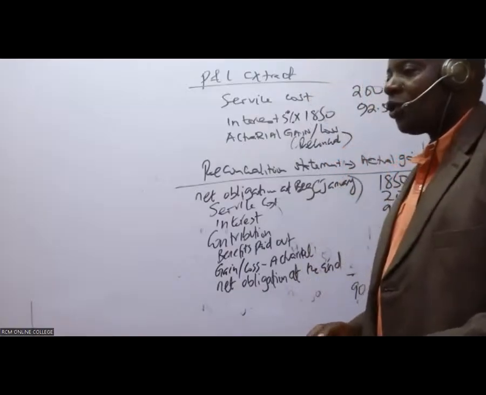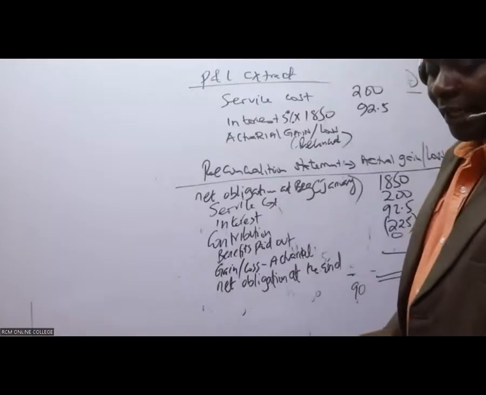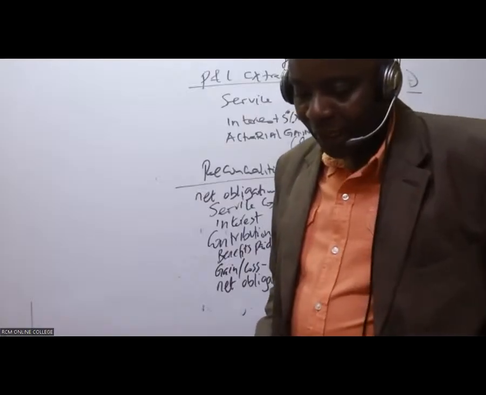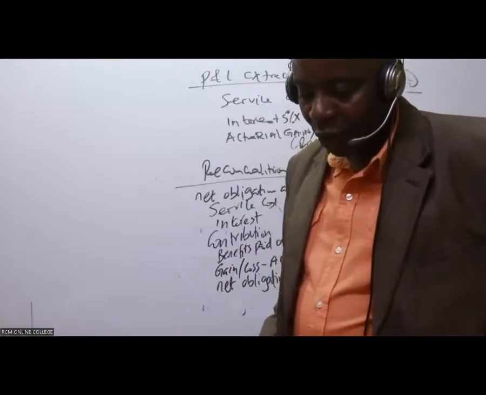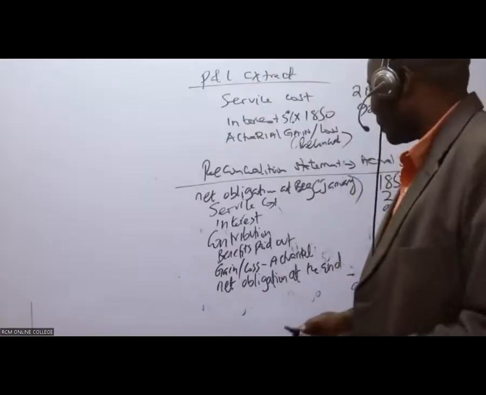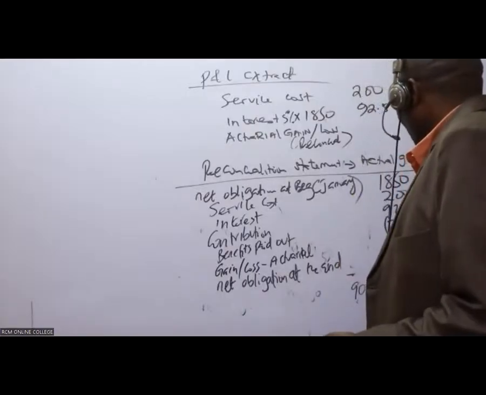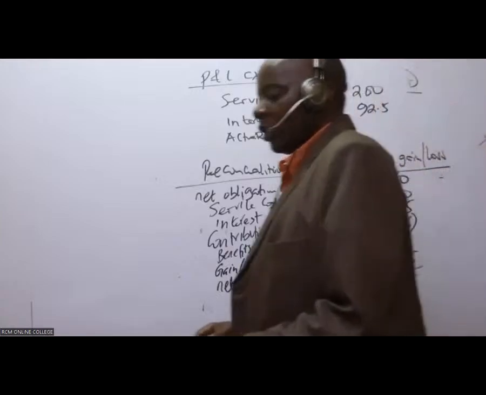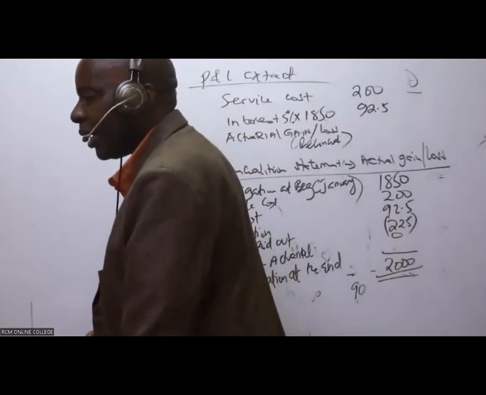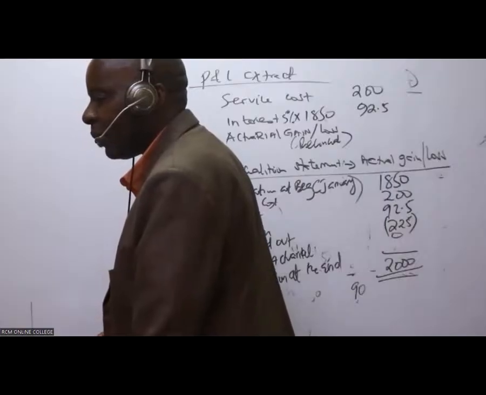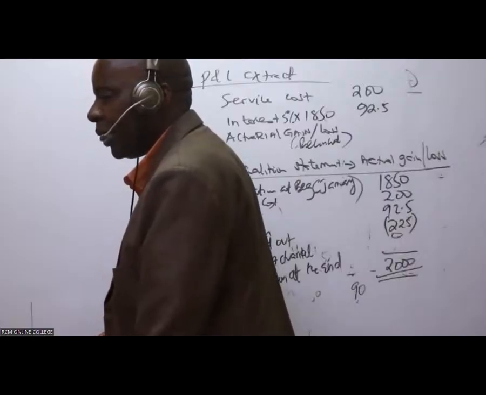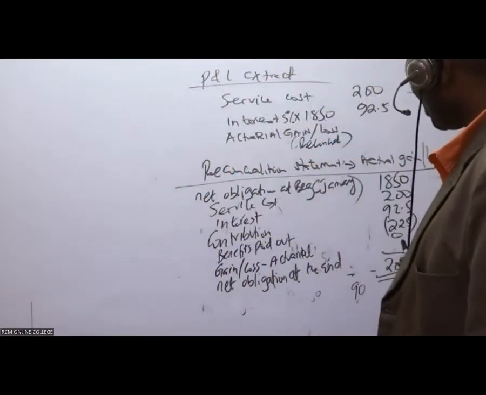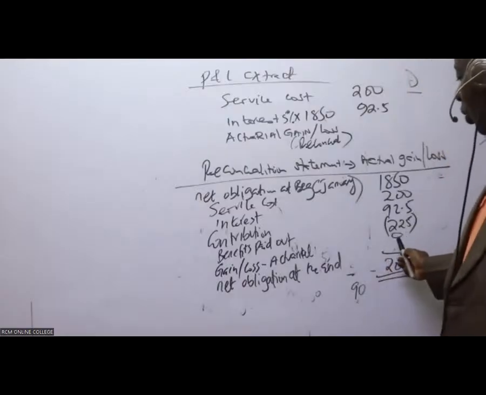So are you able to see the net obligation at the end? These guys are not talking to me. I'm seeing 2,000. So then are you able to balance these things, ladies and gentlemen? They give me the balancing figure here, which will be your actuarial.